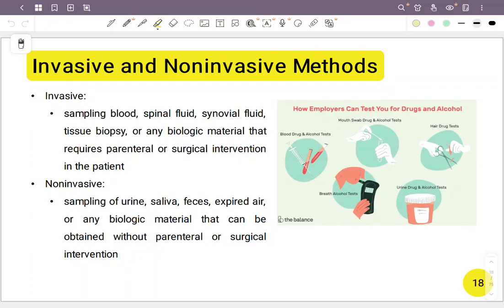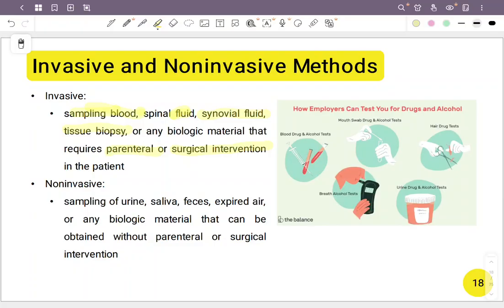Now, in getting our biologic samples, we have invasive and non-invasive methods. For invasive, examples nato din kay sampling blood, or spinal fluid, synovial fluid, tissue biopsy, or any biologic material that requires parenteral or surgical intervention. Basta isipon lang ninyo guys, basta invasive kay gina-open nato ang body or ang material nga ginagamit nato para magkuwag sample kay naga-enter sa body.